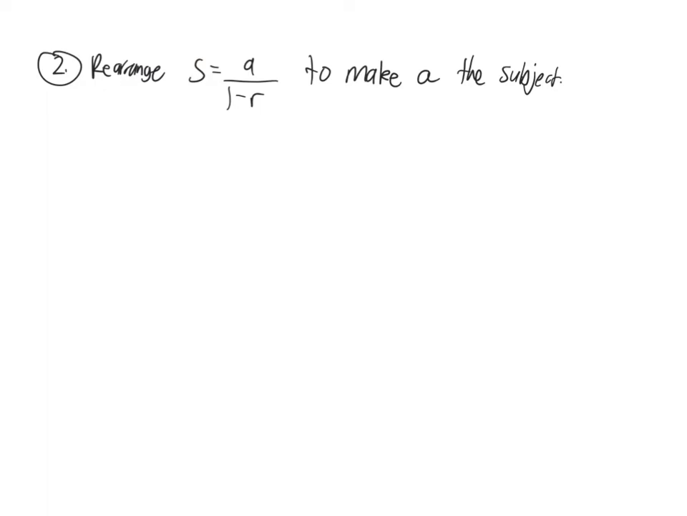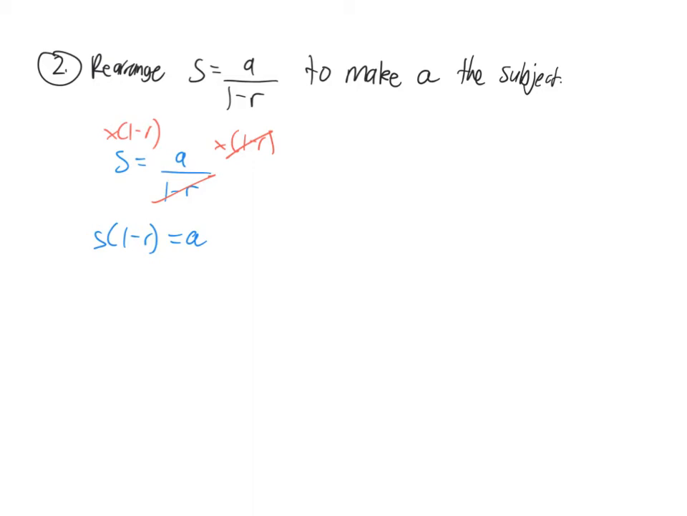Time for another one. Rearrange s equals a over 1 minus r to make a the subject. Alright, let's go through it. Let's start by multiplying by the fraction. Take cost off, times over here as well. So s times 1 minus r equals a. And that's all there is to it actually, that one. That's just got the one step.